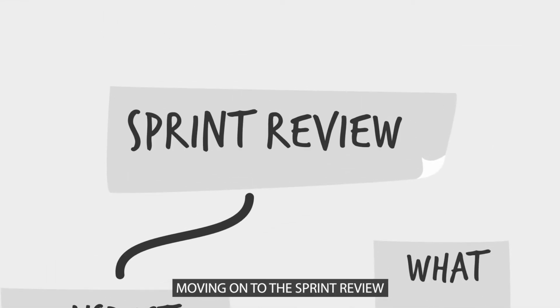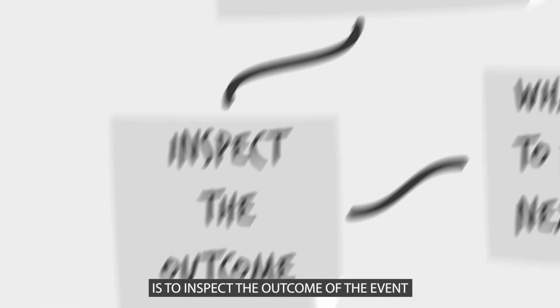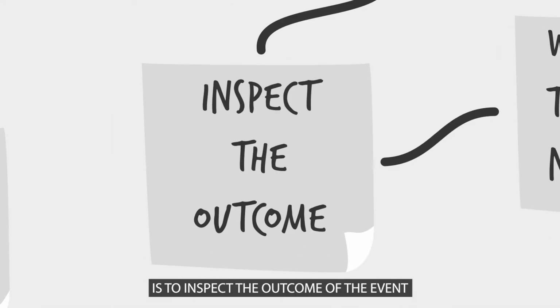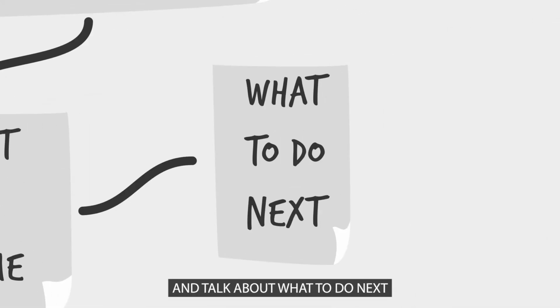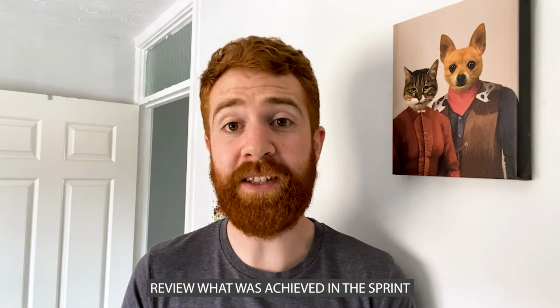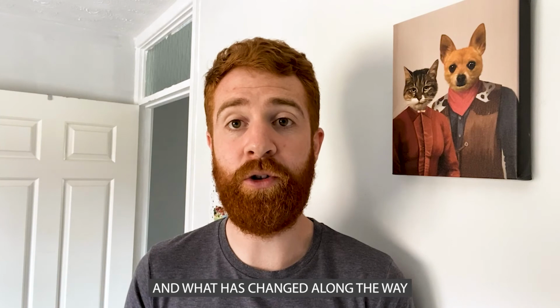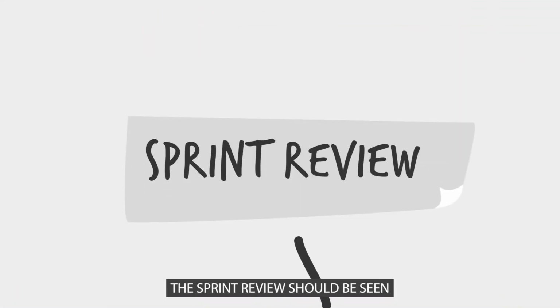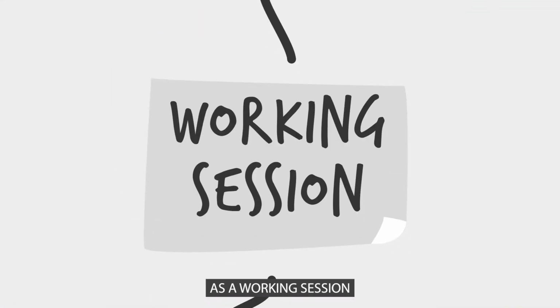Moving on to the sprint review, the second to last event. The purpose of the sprint review is to inspect the outcome of the sprint and talk about what to do next. The Scrum team and any relevant stakeholders review what was achieved in the sprint and what has changed along the way.